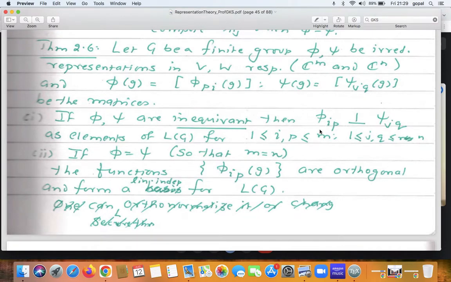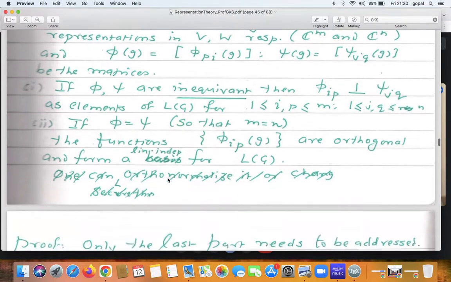If phi and psi are inequivalent, then these entries phi_ij and psi_jq are orthogonal with respect to the inner product, the Hermitian product that we have. If phi and psi are equal, in which case the degrees are the same, then the functions phi_ij(g) are orthogonal and form a linearly independent system for L(G). Orthogonal means in fact none of them are the zero functions. They're orthogonal and they're linearly independent.